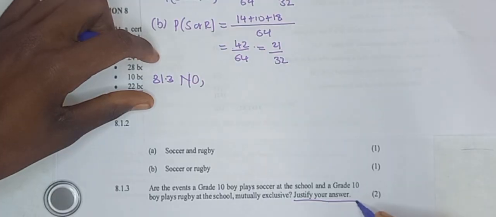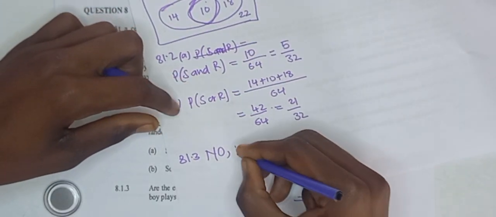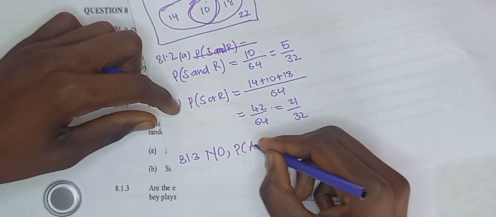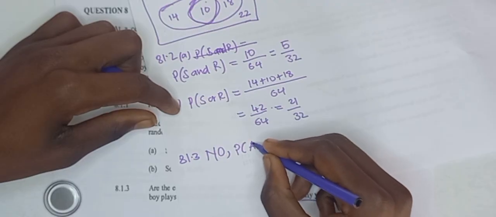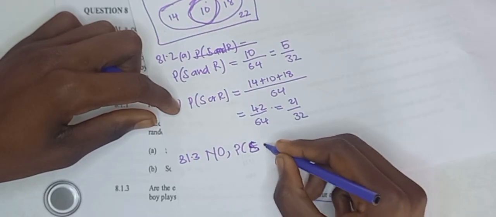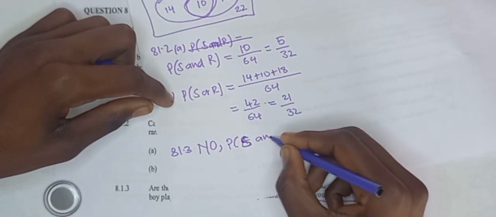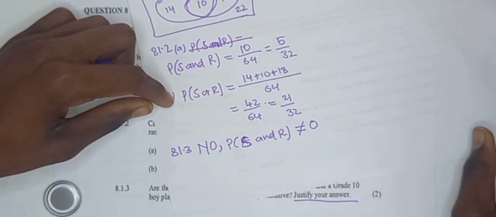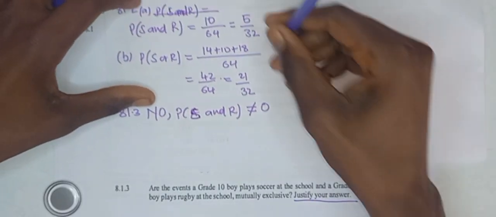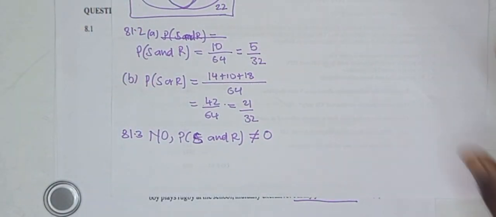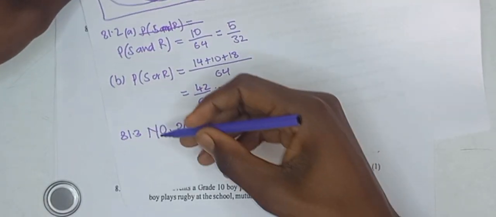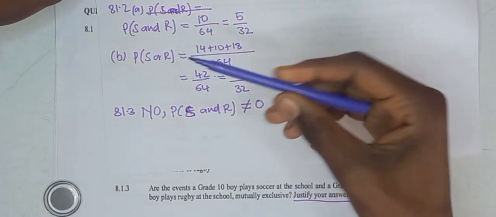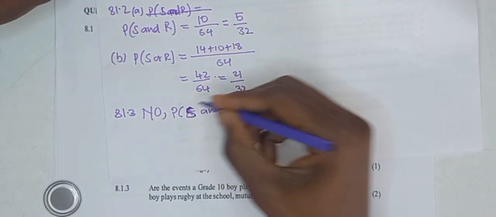Then they also say justify your answer. Why? Because the probability of S and R is not equal to 0. It is equal to 5 over 32. You can also write it in words, but I prefer writing it using the notation of probability.